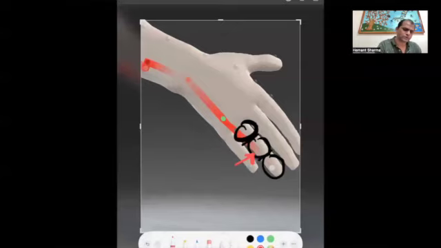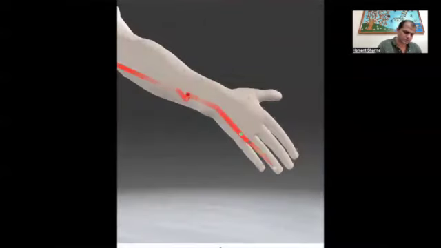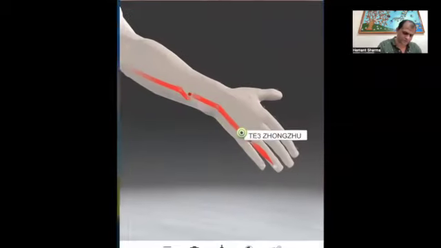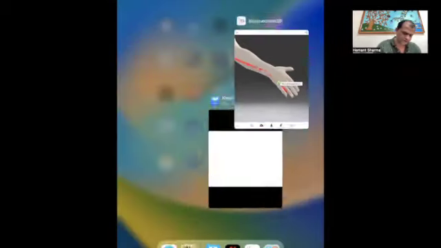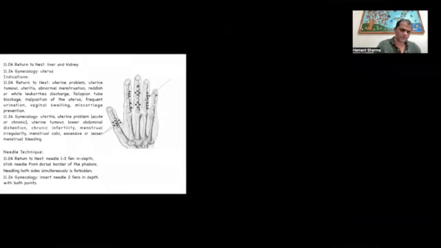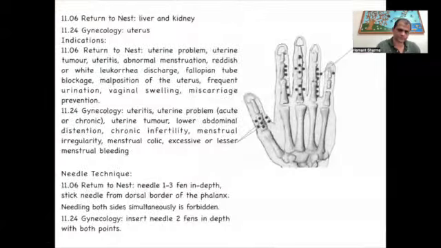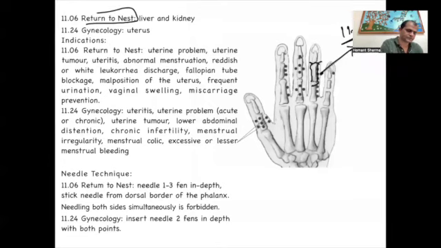I would like to give you the exact location of this point. So let's see here now. Let's see in the other image. Now you can see in this image. Now if you are looking at the ring finger, right? In the ring finger, we can see this is the bone, right? On the border of bone on the side, that is the location of 11.06. The other name of this point is return to nest, if you remember.